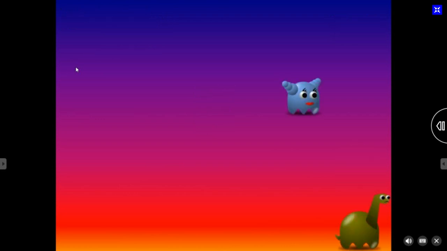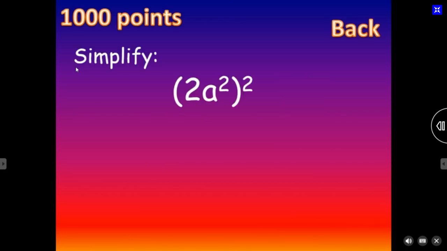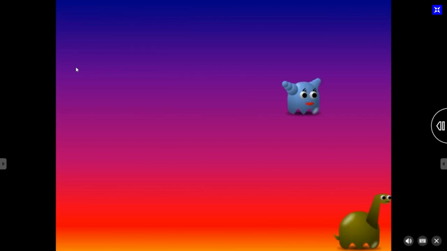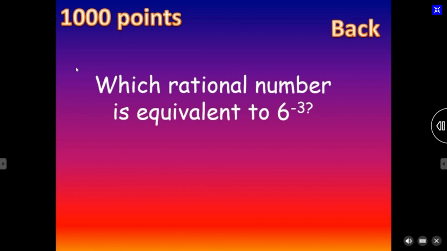And long neck. Alright, what number should I have out front? 4a to the 4th. 4 times a to the 4th. Okay. And Lady Gaga. To the 3rd power. Don't forget when you flip it over, that negative 3 becomes a positive 3. So 1 over 6 to the 3rd power.